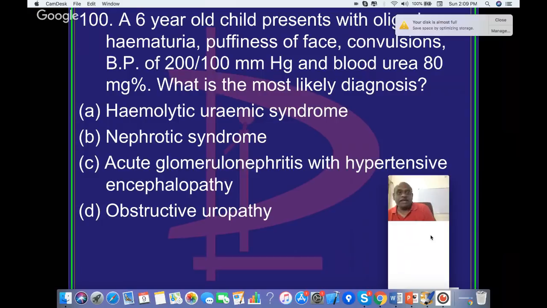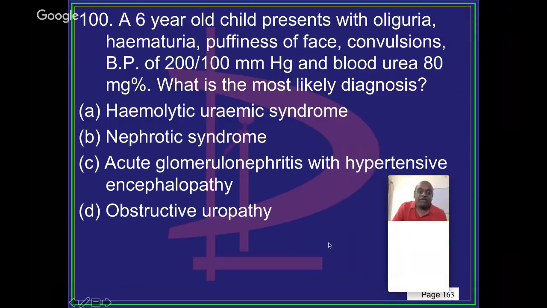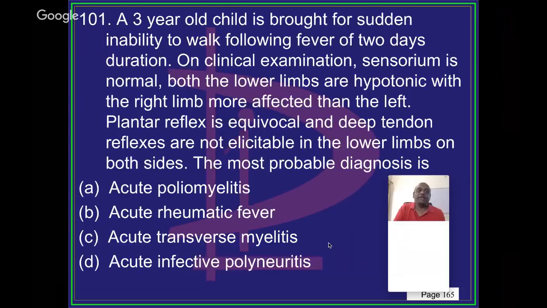Ravi thinks A. Don thinks C. Vaishali thinks B. Indumukhi, Prince, Akhil, sabke, C, absolutely right answer. Acute glomerulonephritis with hypertensive encephalopathy is what you need to remember.